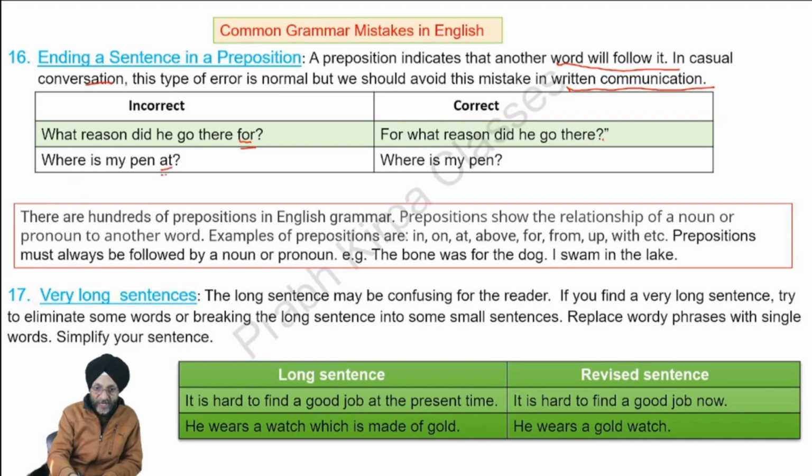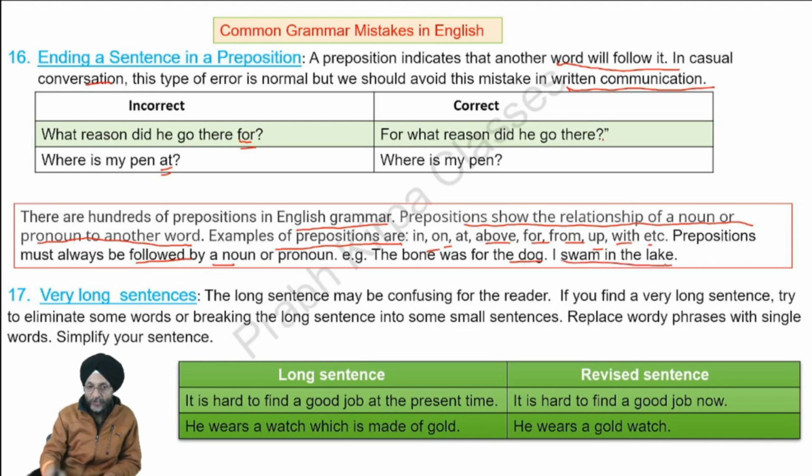Where is my pen at? At is a preposition. The correct sentence is where is my pen? There is no need of the preposition at. There are hundreds of prepositions in English grammar. Prepositions show the relationship of a noun or a pronoun to another word. Examples of prepositions are in, on, at, above, for, from, up, with, etc. Prepositions must always be followed by a noun or pronoun. For example, the bone was for the dog.